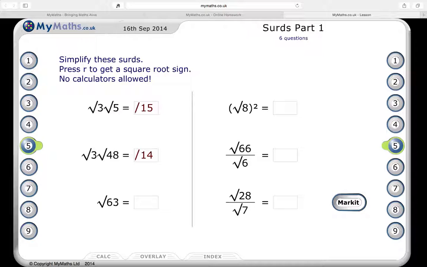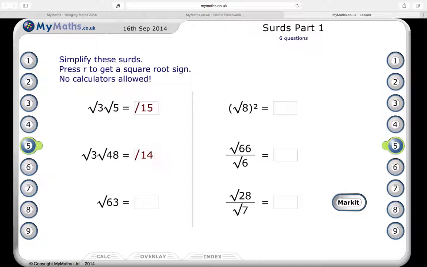And root 63, we now need to simplify that out. So you need to basically find two numbers that multiply together, where one of those numbers is a square number.